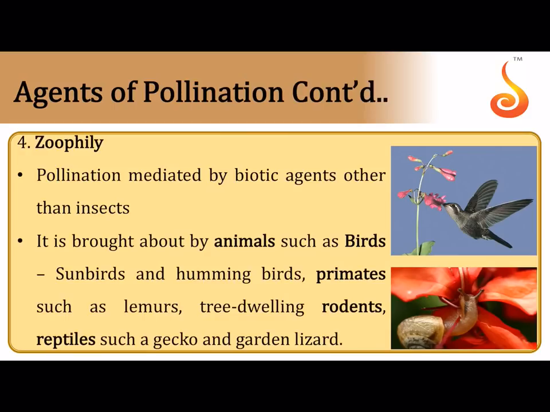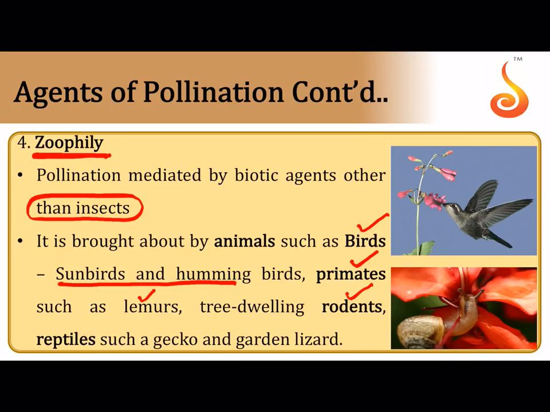The next one is pollination by any other animal other than insect. It is referred to as zoophily, by biotic agents other than insects. Like we saw in insects, we called it entomophily, but in zoophily, it is other than insects. For example, birds like sunbirds and hummingbirds, even primates, higher animals like lemurs, and tree-dwelling rodents, arboreal rodents, and even lizards, reptiles like gecko and garden lizard, are known to carry out pollination in plants. So all this comes under zoophily.